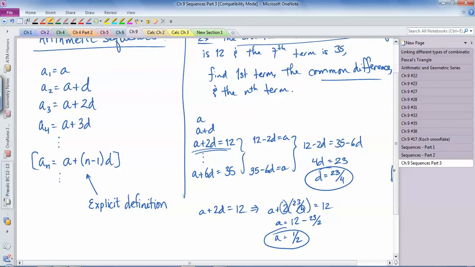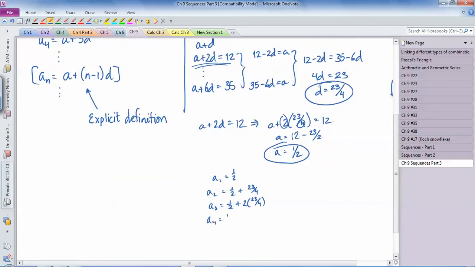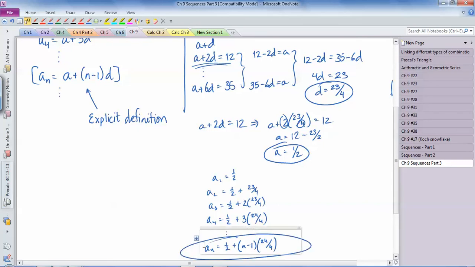If I wanted the nth term, well, my first term is a half. My second term would be 1/2 plus 23 over 4. My third term would be add another 23 over 4. My fourth term would be add another 23 over 4. So my nth term would be 1/2 plus n minus 1 times 23 over 4. Okay, so there's the nth term right there.